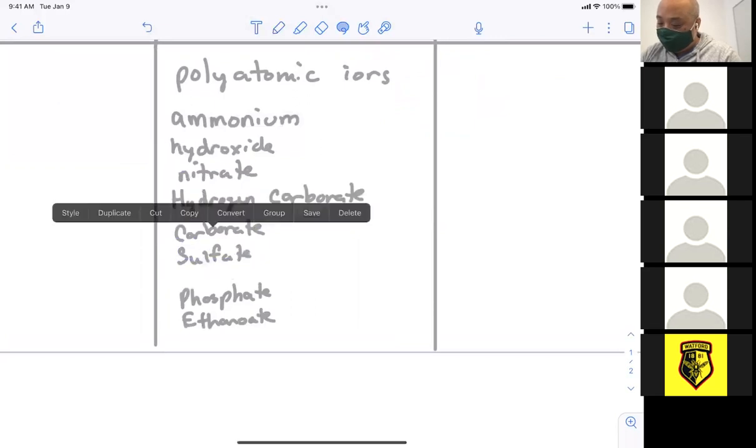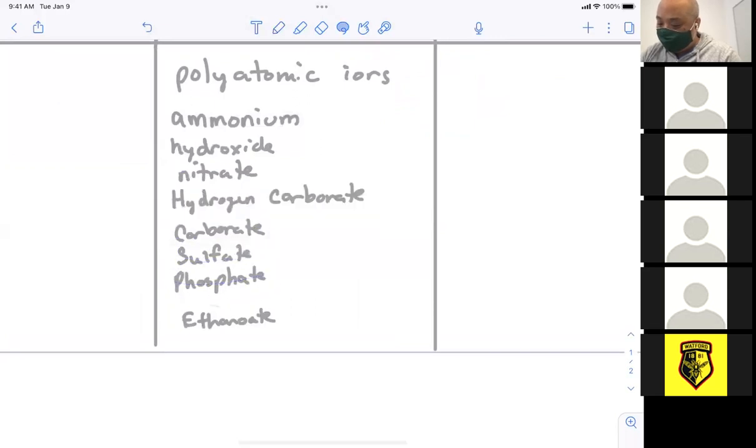Plenty of room. Look at that. Okay, it is cheating a little. Okay. Cyanide and dichromate. Look at that.